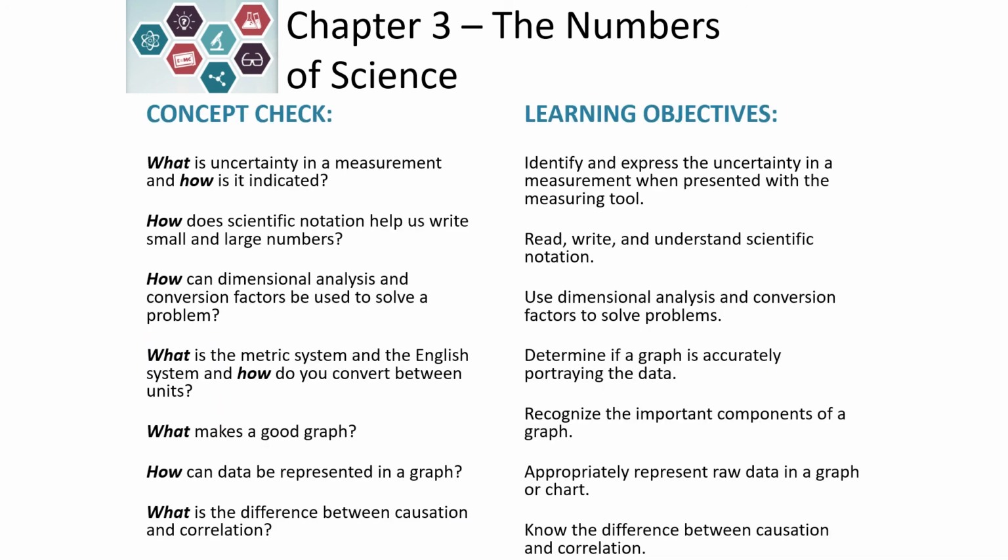Hopefully, through this chapter, you have learned how to make proper measurements to the proper number of decimal places and report the uncertainty. You've learned how to use scientific notation to write large and small numbers. You can use dimensional analysis to convert between units. You learned about how the metric system works and how we can use it. You know what makes a good graph and how graphs can be manipulated, and you also learned the difference between causation and correlation.